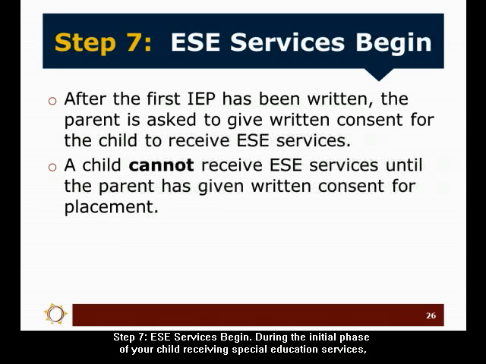Step 7. ESE Services Begin. During the initial phase of your child receiving special education services, it is critical that you provide the district with written consent for the services to begin. ESE services will not begin until your consent has been obtained on your child's first IEP. Signing your child's first IEP allows the school to begin services and put your child's plan into action.